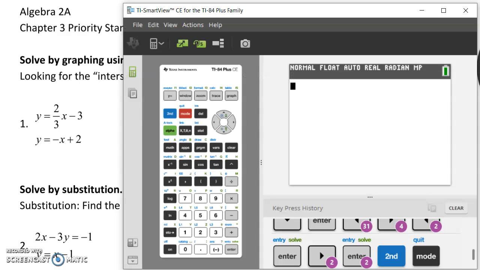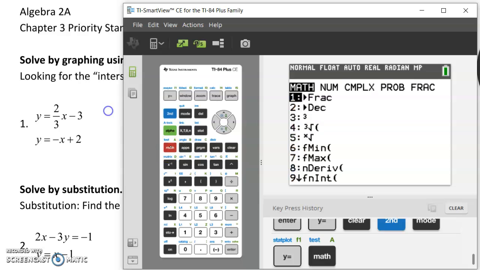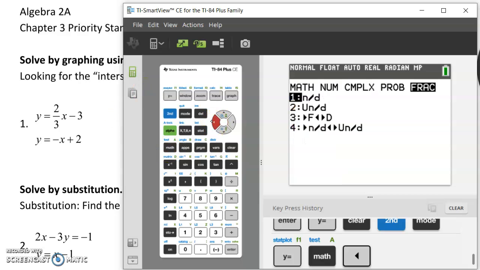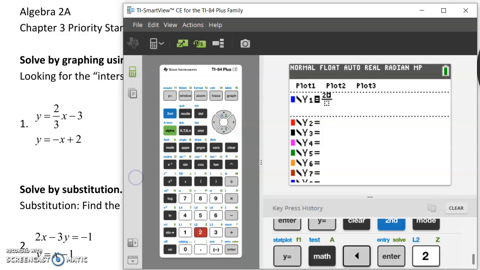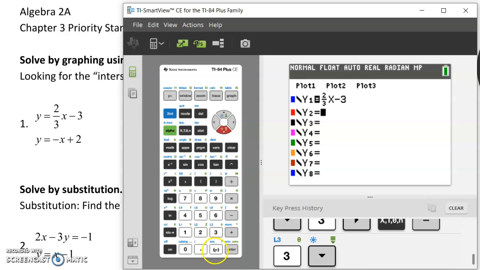If I bring up my graphing calculator, I'm going to type both of those equations into my calculator. I'm going to go to my y equals, and when I touch that button, it turns red. I'm going to type in my 2/3 x minus 3. So I go to math, arrow to the left to get my fraction, and then I have 2/3 x minus 3. Then I'm going to arrow down to y2, and put my negative, make sure you use the negative button, x plus 2.